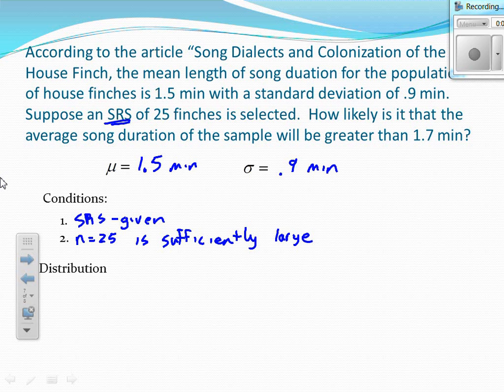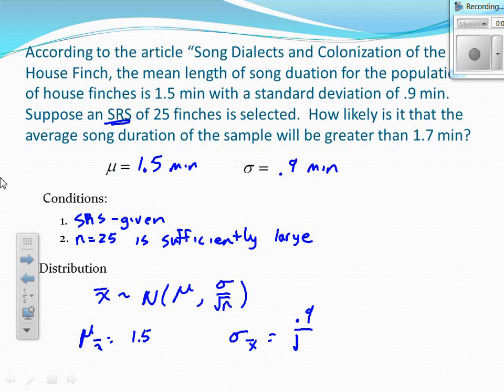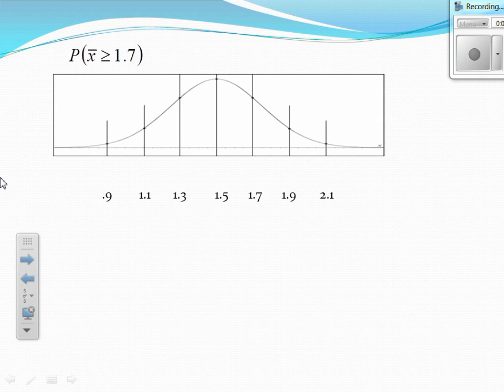So let's talk about our new distribution. Our X bars should be normally distributed around the true mean with this type of spread. So the mean of my X bars, well, if I took sample after sample, the X bar should stack up around 1.5, and the standard deviation of my X bar should be equal to 0.9 divided by the square root of 25, which is 0.18. So from there, we need to write a probability statement. We're going to find the probability that my X bars are greater than 1.7.